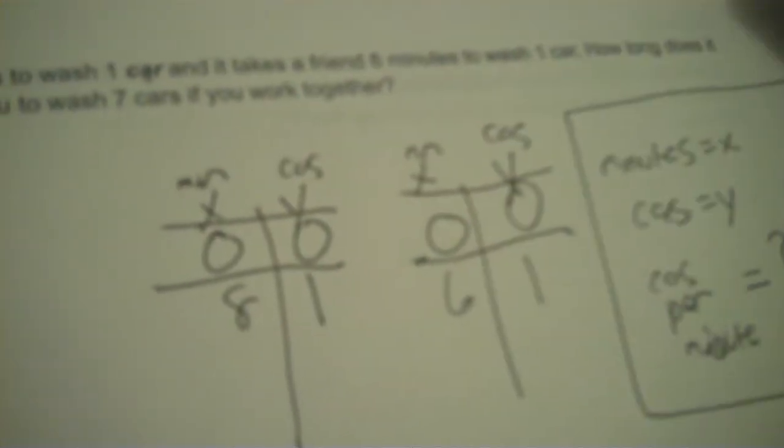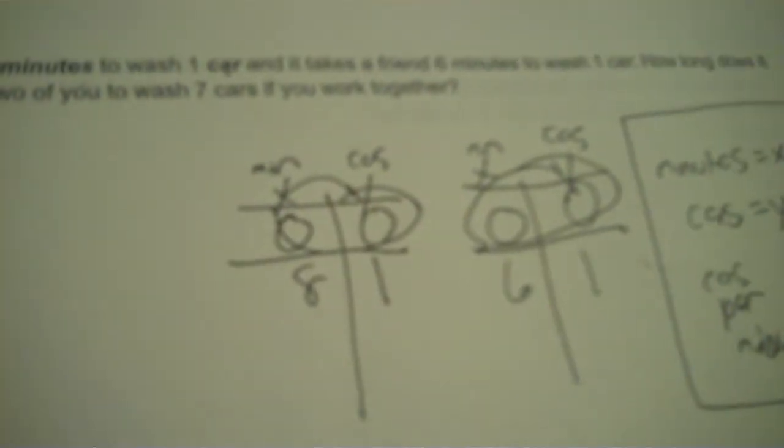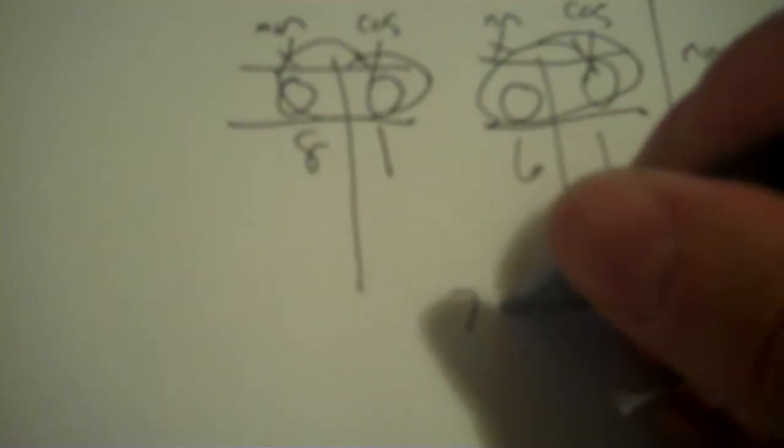Now jump to the other table because now you're on a different person. 6 minutes, 1 car. Now if you sat on your butt and didn't work for 0 minutes, I don't think any cars get washed for either guy. So both of those are direct variation, they're proportional. Now what about the 7 cars? Well, that's when we work together, so I'm going to put that in the middle of the table. 7 cars is how many minutes?